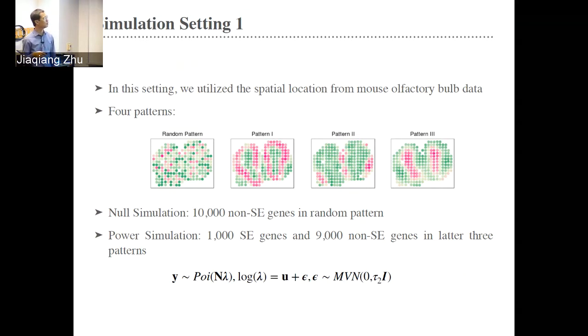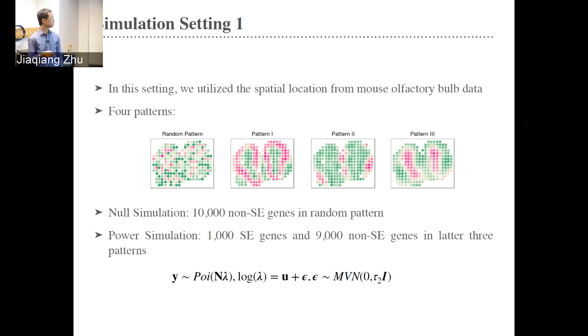Pattern one represents the mitral cell layer in the olfactory bulb, pattern two represents the nerve cell layer, and pattern three stands for the granular cell layer. In the null simulation, we simulated 10,000 non-SE genes in the random pattern. For the power simulation, we simulated 1,000 SE genes and 9,000 non-SE genes in the latter three patterns.